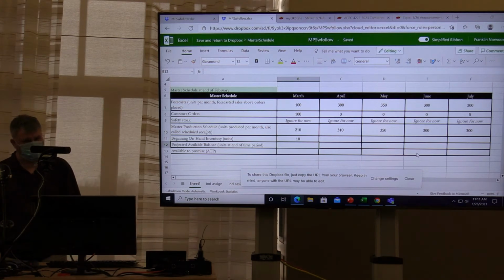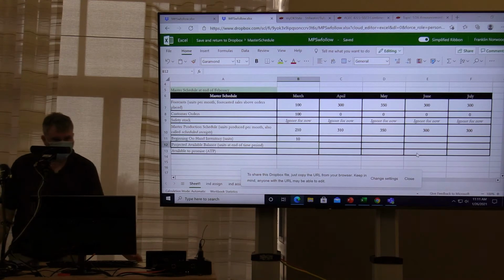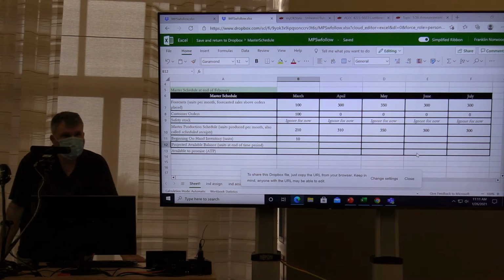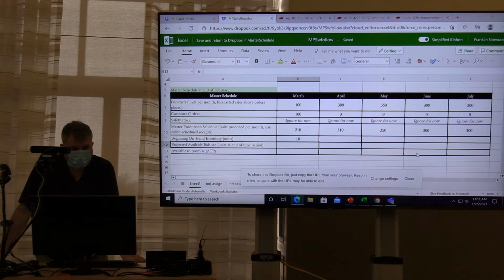Stevie Ray, you got a hunch? What's that? Did you say 120? Yes, sir. No, I'm thinking not 120. So what's the total amount you're going to have that you can sell? You start off with 10 and you're going to produce how many?